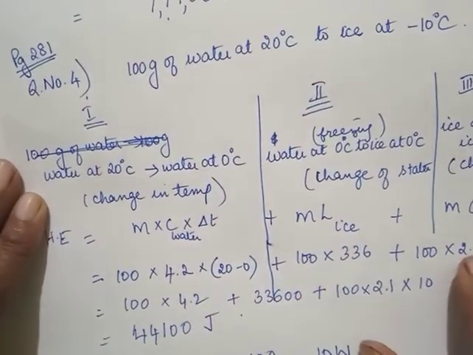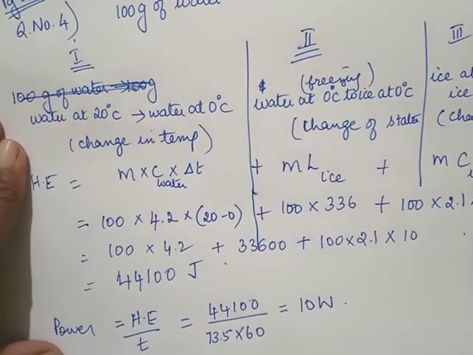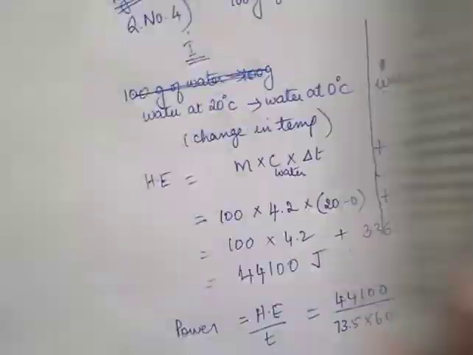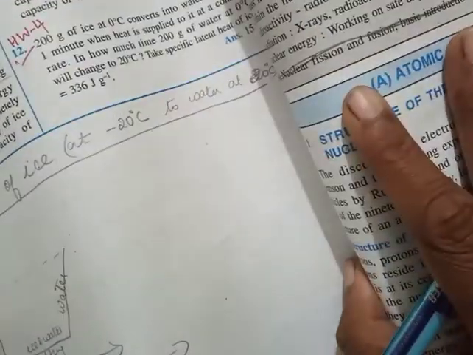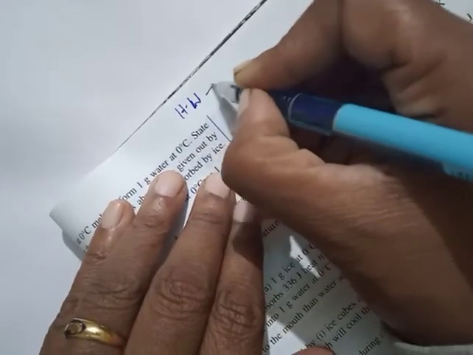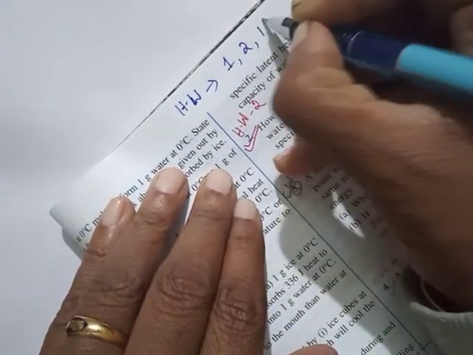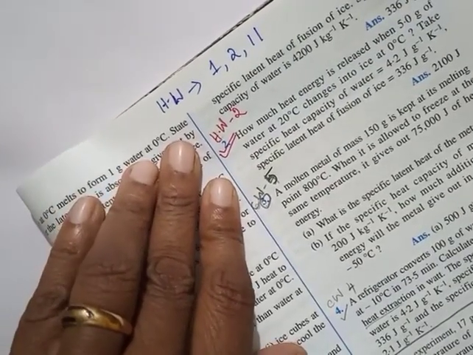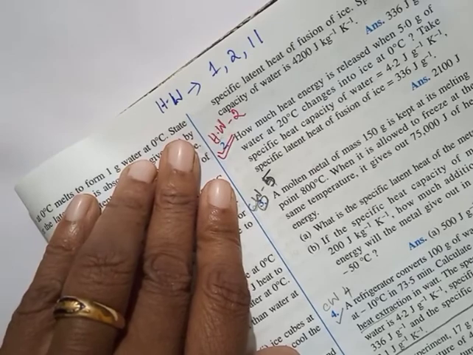Hope you have understood these numericals. And then the homework for today will be numerical number 1, 2 and 11. Homework: numericals 1, 2 and 11. If you have any doubt, I'll clarify it when we meet on Saturday. Thank you, children.